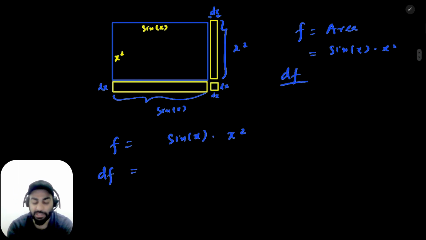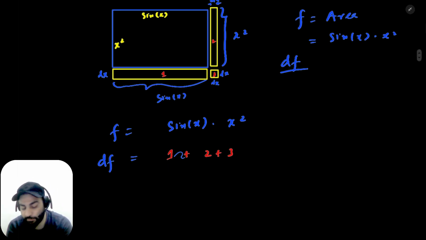If you see, the change in area has three strips. The first strip is this one, the dx and sine x strip. Then we have this strip, the dx x square strip. Then we have this strip. So we have three strips. I'll call them strip 1, strip 2, and strip 3. So the change in area will be 1 plus 2 plus 3. I'll have to add all the strips. The area of all the strips is the change in area, basically the change in the function.